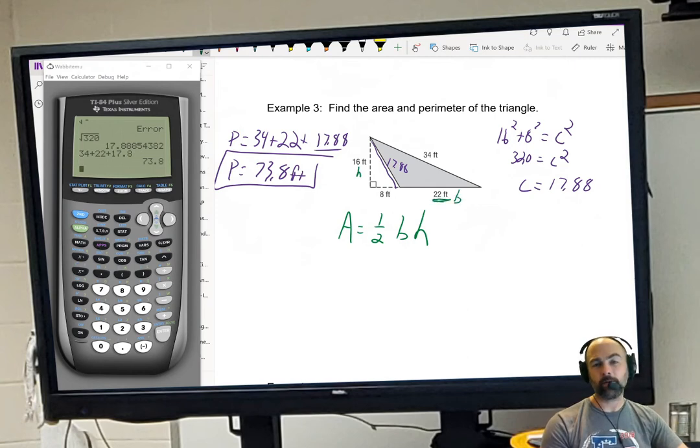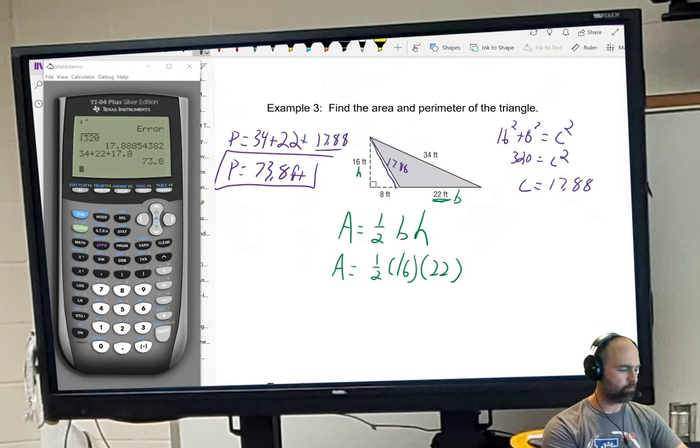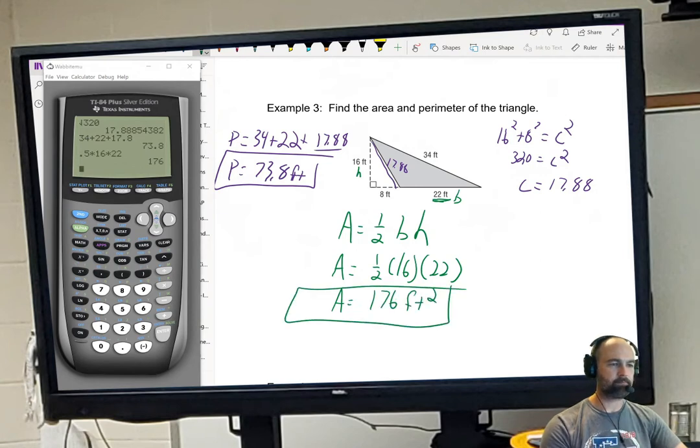Remember, obtuse triangles can have exterior altitudes. So it's just 1/2 times 16 times 22. 0.5 times 16 times 22 is 176 feet squared.